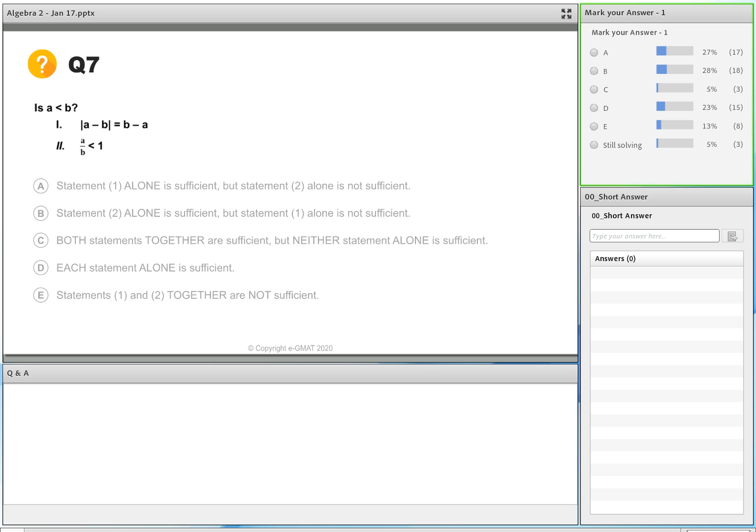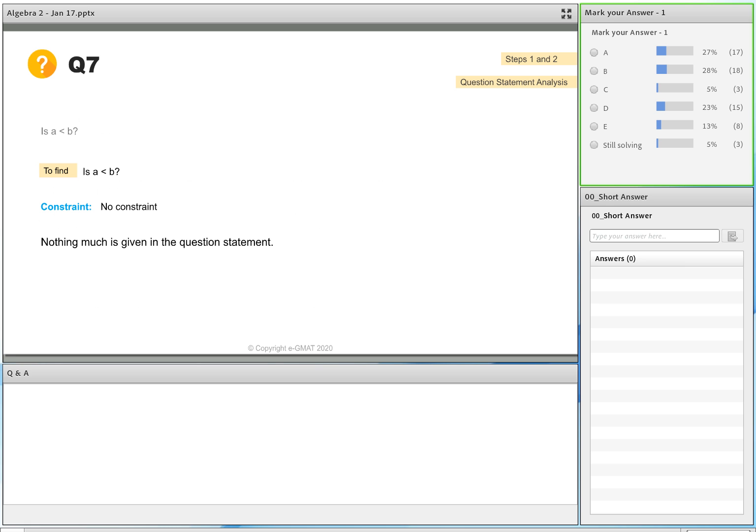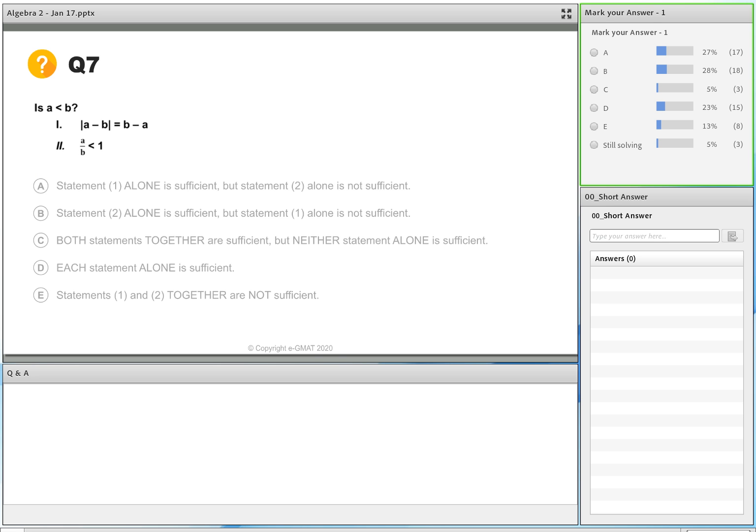Let's move into this question statement. The question statement doesn't give me any information, it just asks whether A is less than B or not. So that is the only thing the question statement gives me. I essentially have to move into the first and second statements to see if they're sufficient or not. Now, what is the first statement? Let me go back over here. The first statement is mod of something is equal to B minus A.